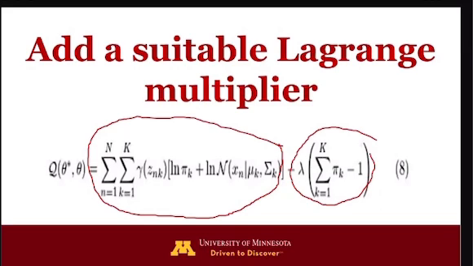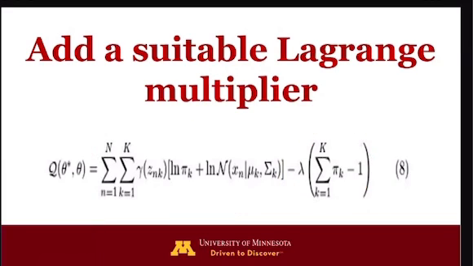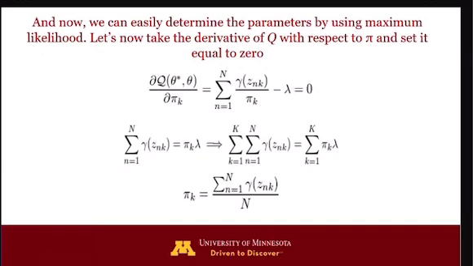Does that make sense? Now we're going to use differentiation. We're going to differentiate with respect to pi k and set to 0. When we set to 0, this is going to be the optimal pi k, which means the probability of object belonging to cluster 1, belonging to cluster 2, and so on like that. You can figure that out.